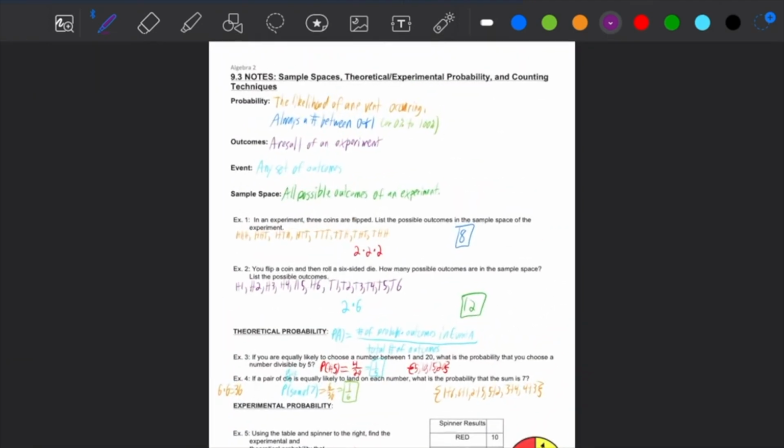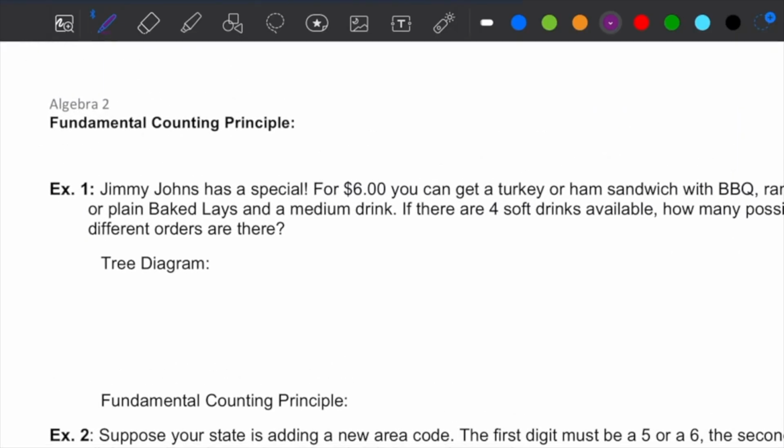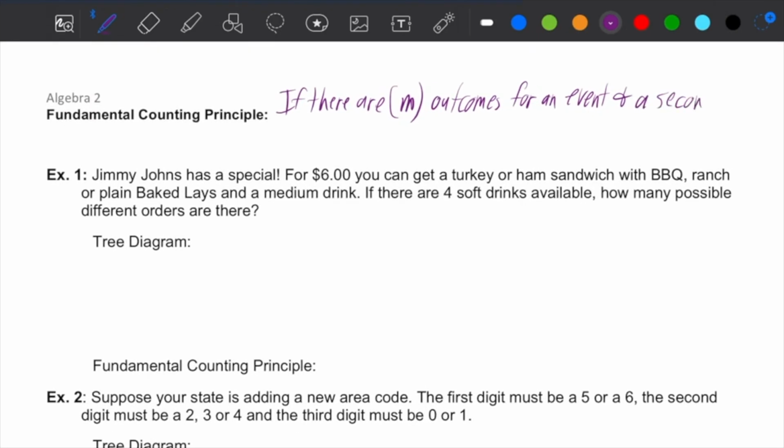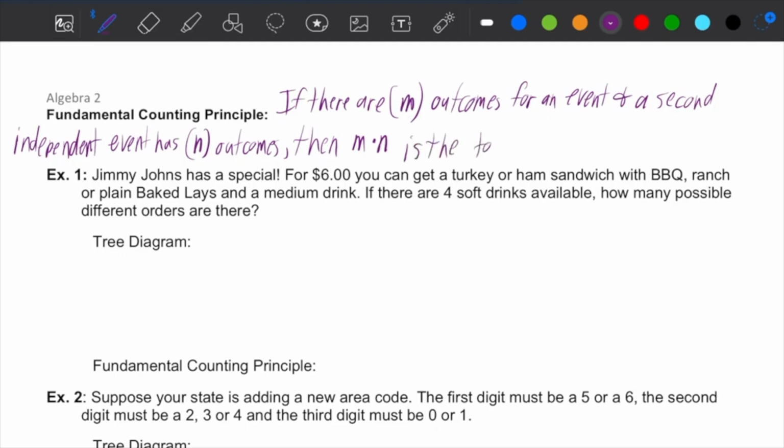All right, moving on. We're going to talk about the fundamental counting principle. If there are M, as in Mississippi, outcomes for an event and a second independent event has N, as in Nebraska, outcomes, then M times N is the total number of outcomes together.